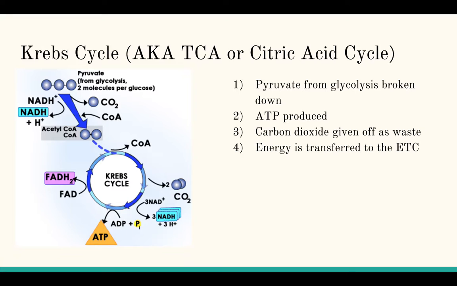The Krebs cycle, which is also the TCA or the citric acid cycle, is when we take pyruvate from glycolysis. So the glycolysis has happened in the cytoplasm of the cell, and it shipped its pyruvate into the mitochondria. And the first step of the Krebs is to break down pyruvate. As a result, ATP is produced.